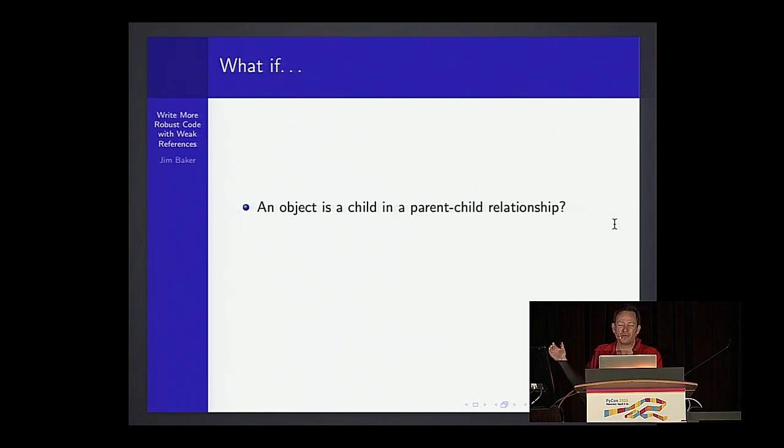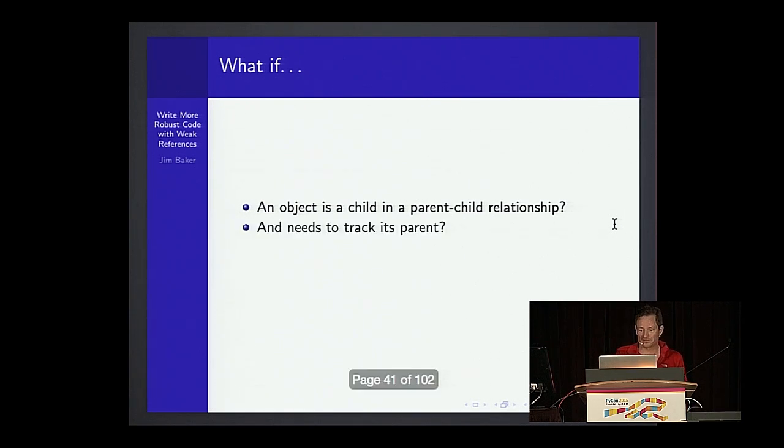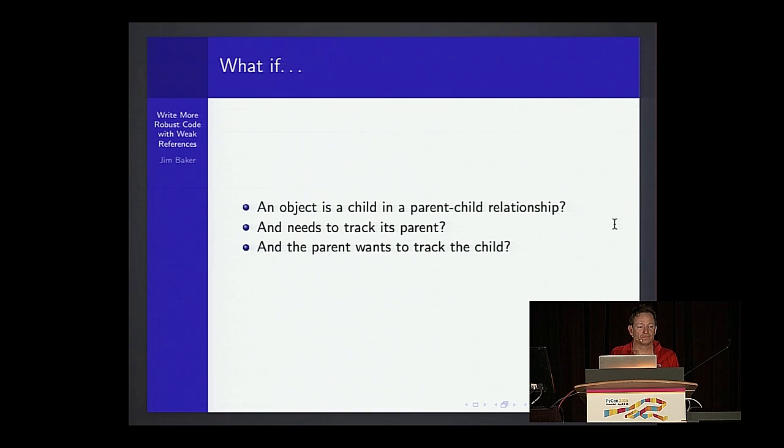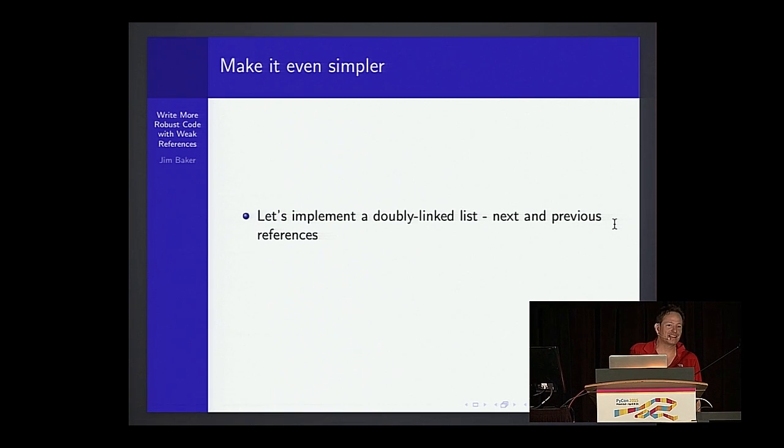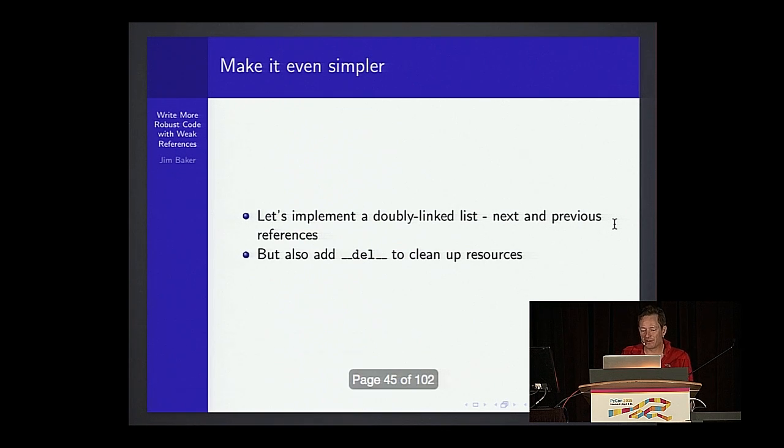But what if an object is a child in a parent-child relation? You have some sort of tree. You need to track its parent. And the parent wants to track its child. You might be doing this, for example, in an expat reader. No, you're not doing an expat reader because you no longer use that old legacy stuff. But I think you see the point. It does happen. I'm going to make that example even simpler. Let's implement a doubly linked list with next and previous references. But we'll also add Dunderdell to clean up resources, right?